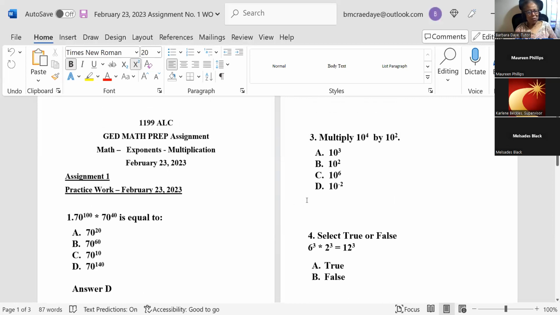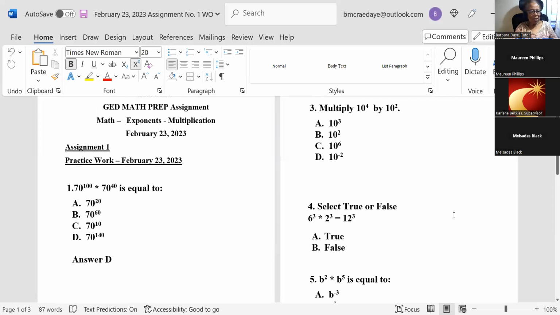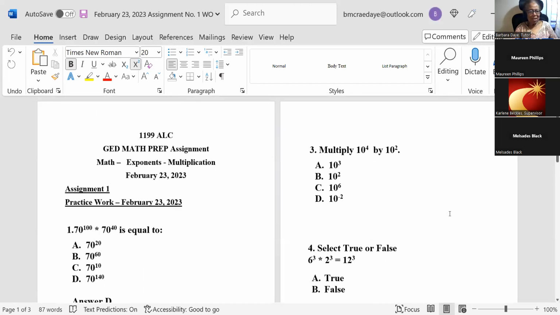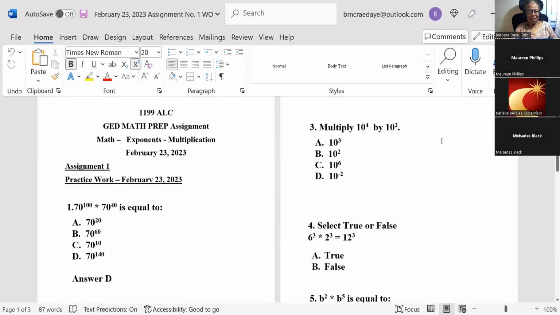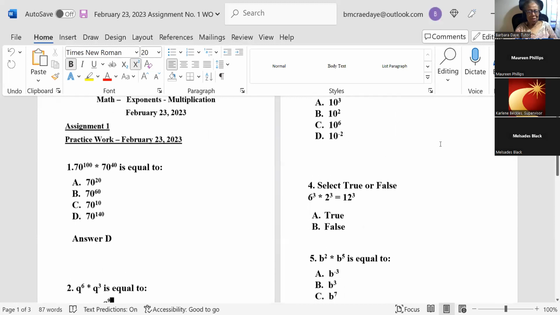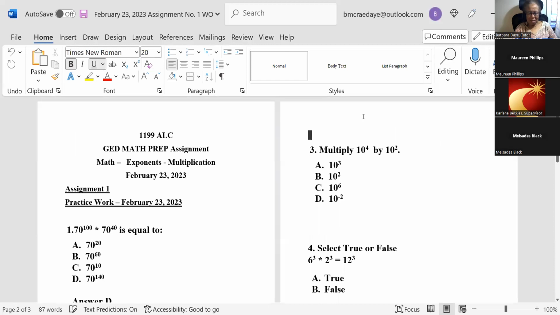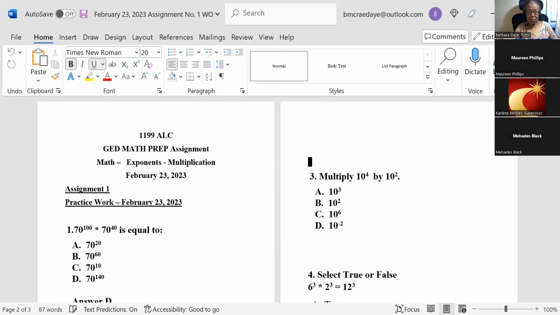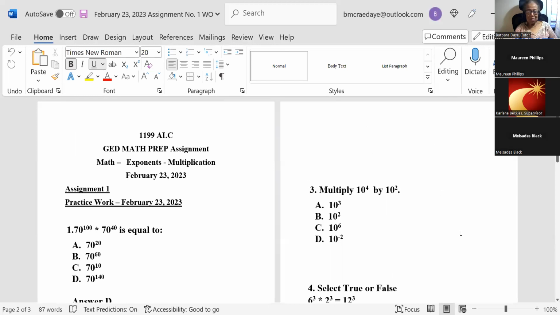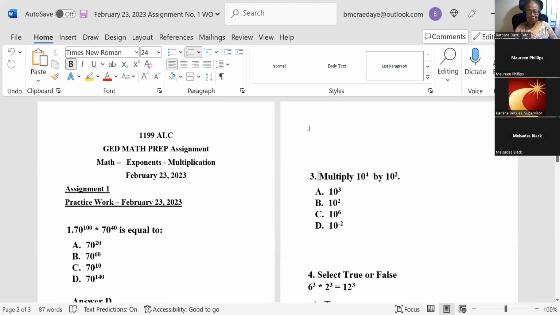Now, number three, Maureen, what's the answer? Multiply 10 to the fourth by 10 to the second. Can you scroll down a little bit, Miss? Oh, you want me to scroll where? Can I see number three? No, the other way. Scroll the other way. I see number four. Can you see it now? Hold on, I've got something across my screen. I should move it. Okay, I'm good now. I moved that thing from in front of the screen. Yes, I can see it.